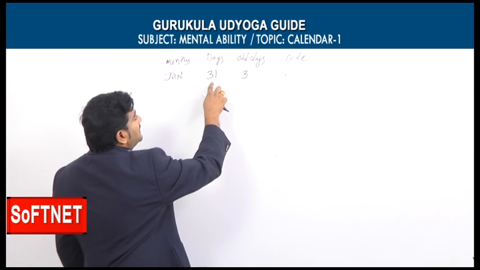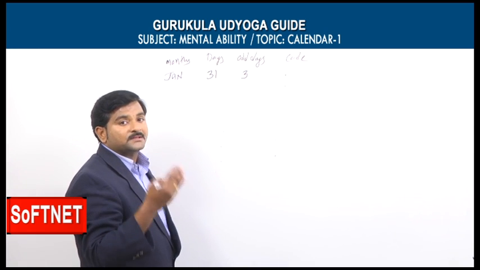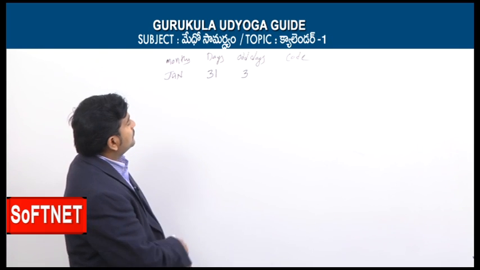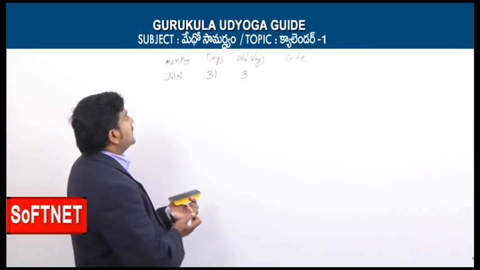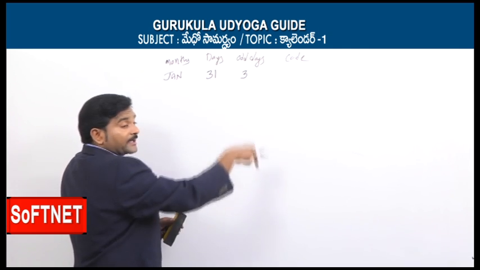That's why the month of January has 31 days, in which 3 are the extra days, or odd days. Earlier we discussed the day codes and century codes. So now we will focus on month codes. January has 31 days and 3 odd days. We will write the codes at a time.